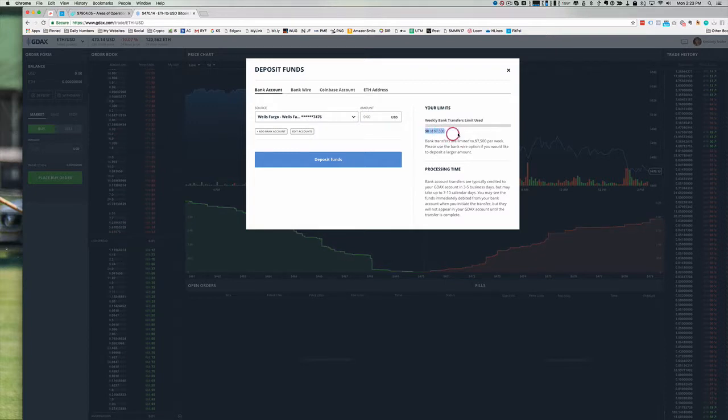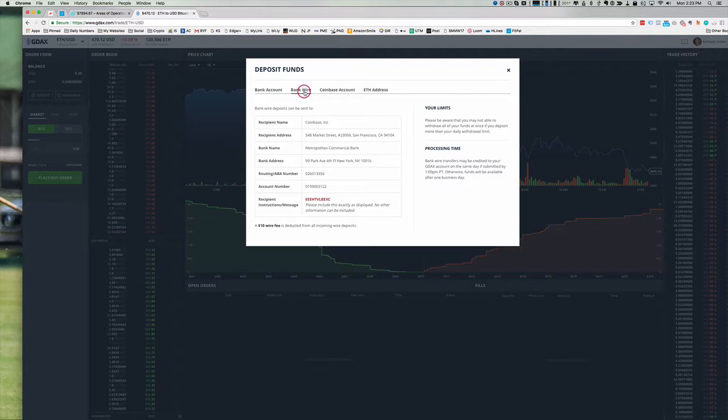Notice there's a $7,500 weekly ACH transfer limit, and it can take anywhere from 3 to 5 or as much as 7 to 10 days for those funds to arrive. But that's an easy way to do it. The other way you could do it is a wire transfer. If you click wire transfer, it gives you all of the instructions. There's a $10 fee for that, but it gives you all of the instructions about how to wire money. And that generally just takes a day, usually, when you do that. One business day.